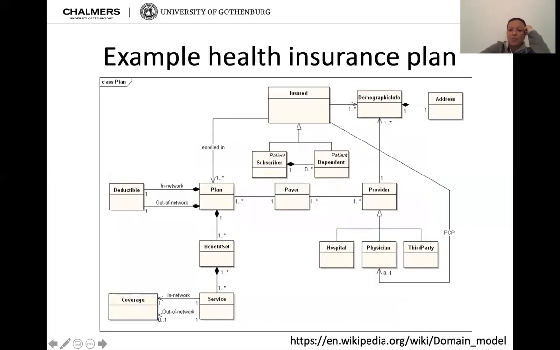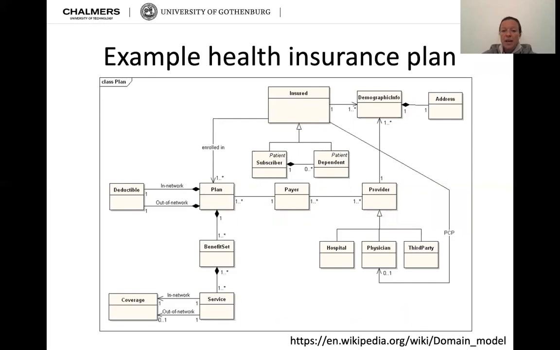Here's a slightly more encompassing example for a domain model, and that's for a health insurance plan. So you see the insured person, top center, and then there is some demographic info associated with it, and then there is an address. And what's that little diamond-shaped thing? That means that object is dependent on demographic info. If demographic info doesn't exist, address doesn't exist either.